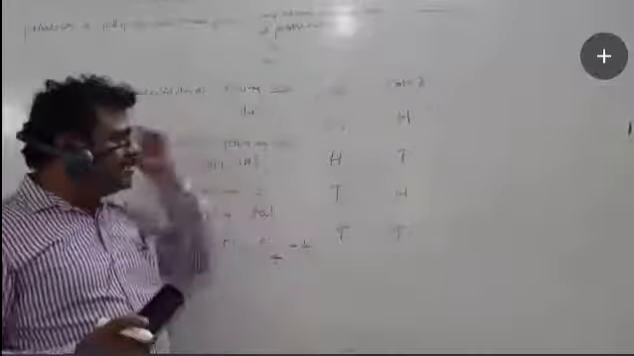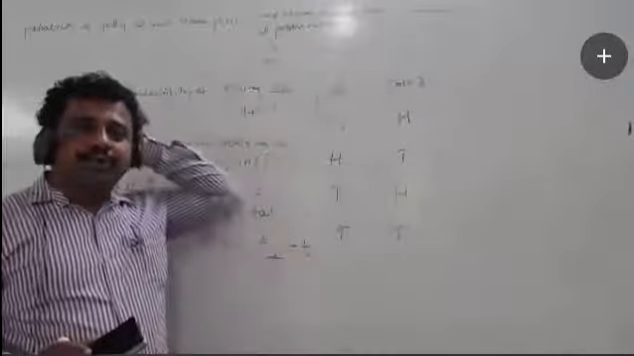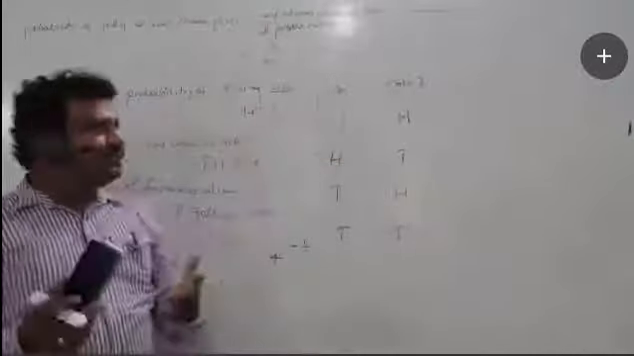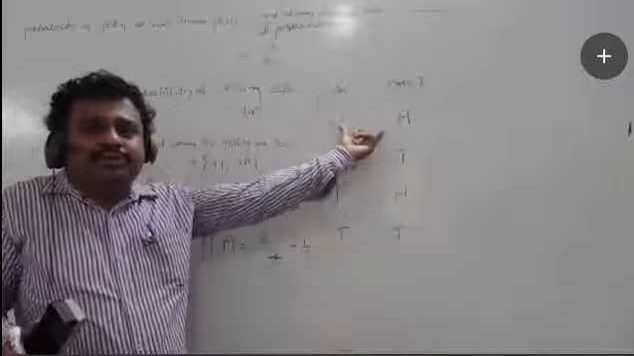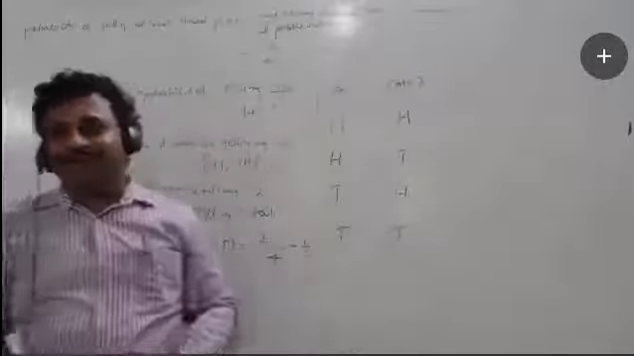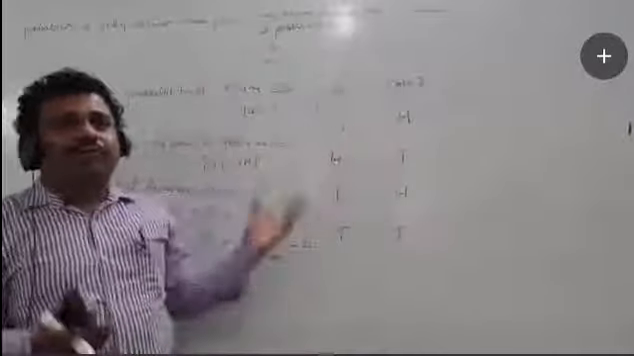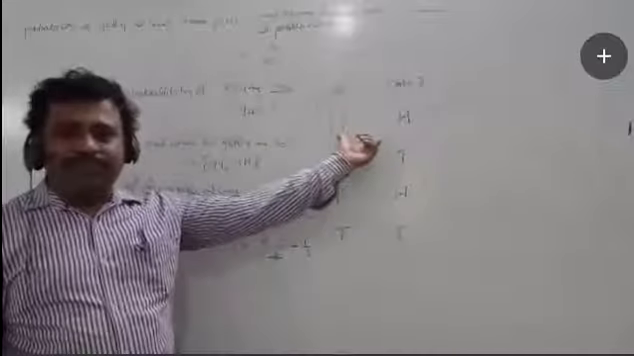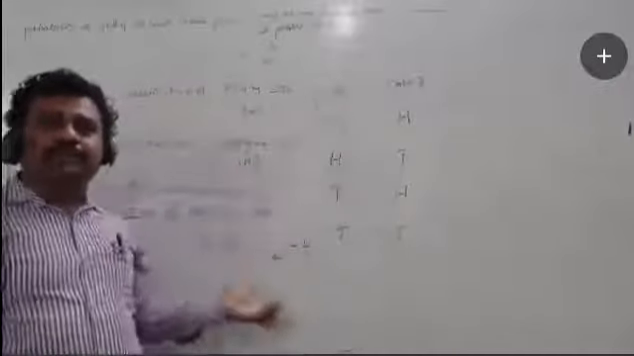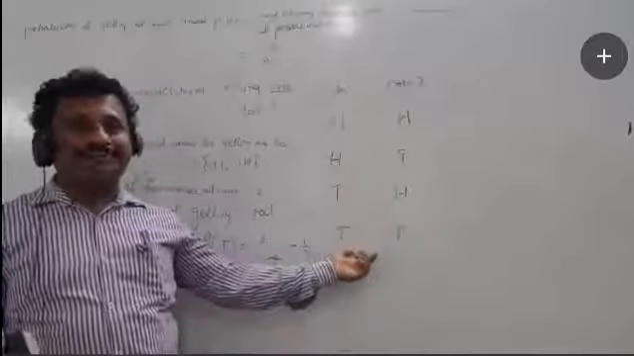What is the probability of getting 2 heads? Yes, students, what are the favorable outcomes for getting 2 heads? Yes, HH. That is only one outcome. So the number of favorable outcomes is 1, the number of all possible outcomes is 4, that is 1 by 4.